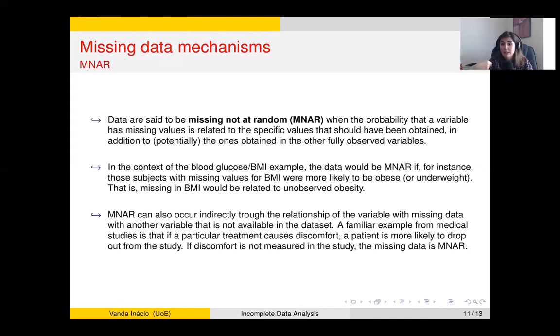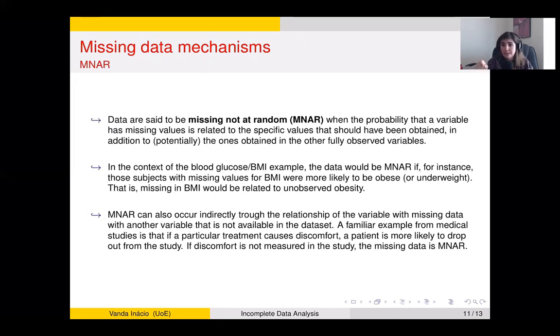So the missing BMI in this case would be related to the unobserved obesity, because we do not have the corresponding BMI value to know whether or not the person is obese. And we should also note that missing not at random can also occur indirectly through the relationship of the variable that has missing values with another variable that was not measured at all in our data set.